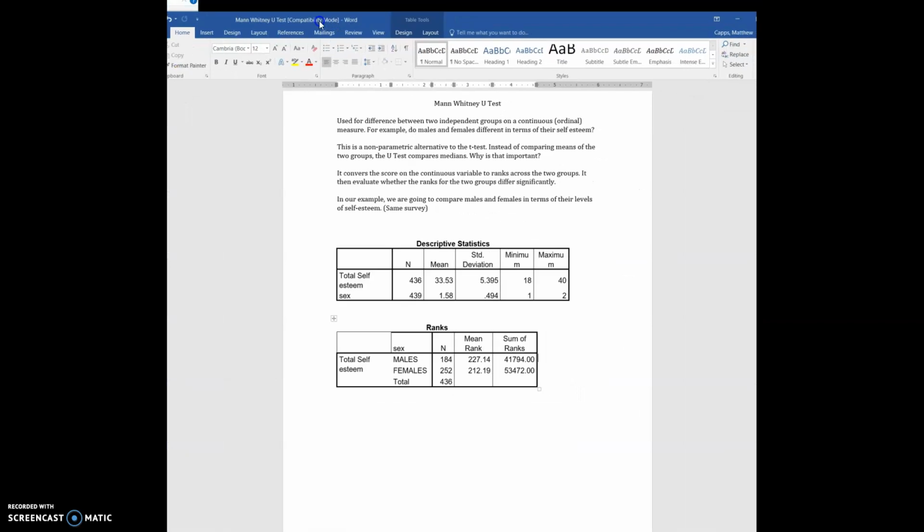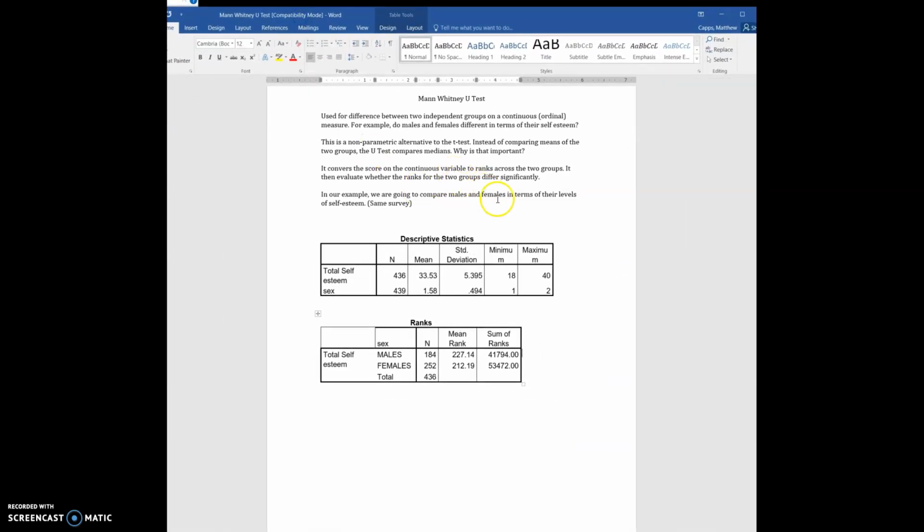They're very simple. So the next one is a Mann-Whitney U. And this is used to compare differences between two independent groups, whether they are small, not normal, or ordinal data. So in this example, we asked the question, do males and females differ in terms of their self-esteem? So they were asked a self-esteem survey. This is the non-parametric version of the t-test.